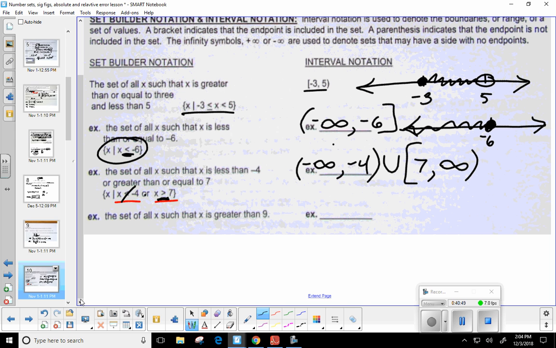Okay, all right. So I'm going to go ahead and put my comma. Somebody help me out. Should I start with a parenthesis or a bracket? Parenthesis. 9, comma, infinity, and we never include it. Now, why wouldn't we put a bracket here? There you go. It just says greater than. It doesn't specifically say greater than or equal to.